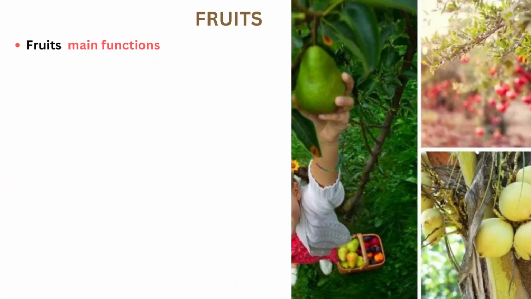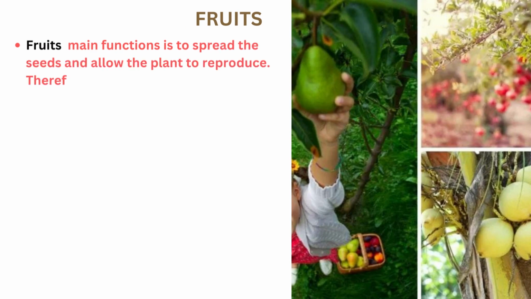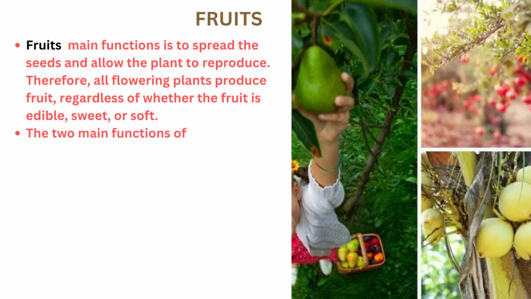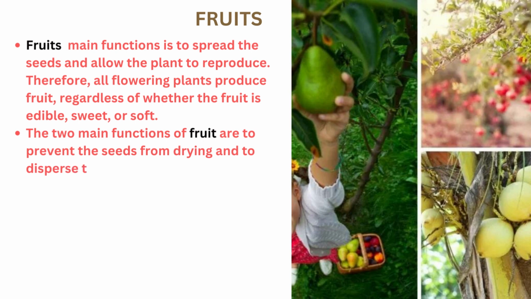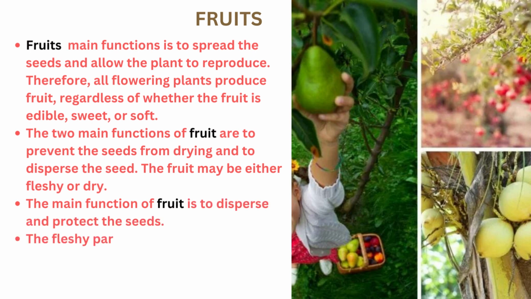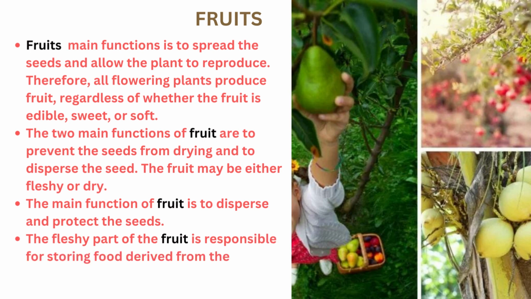Fruits. The main function of fruits is to spread the seeds and allow the plant to reproduce. Therefore, all flowering plants produce fruit, regardless of whether the fruit is edible, sweet, or soft. The 2 main functions of fruit are to prevent the seeds from drying and to disperse the seed. The fruit may be either fleshy or dry. The main function of fruit is to disperse and protect the seeds. The fleshy part of the fruit is responsible for storing food derived from the plant.